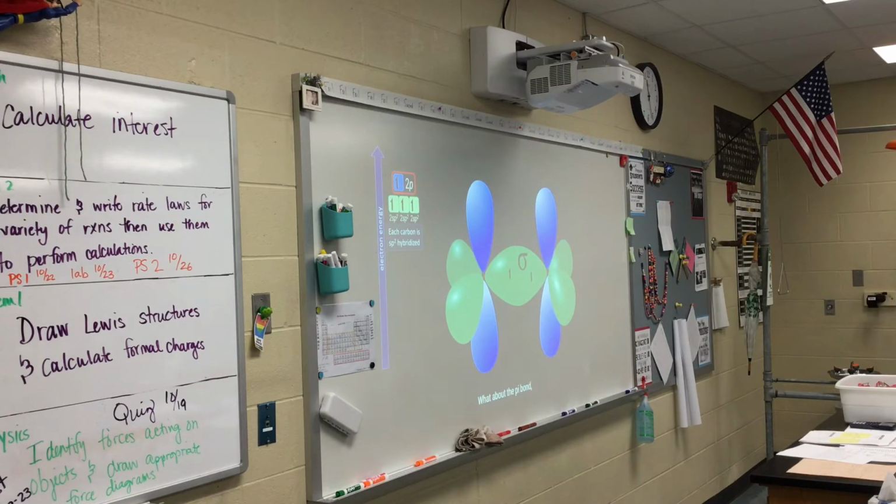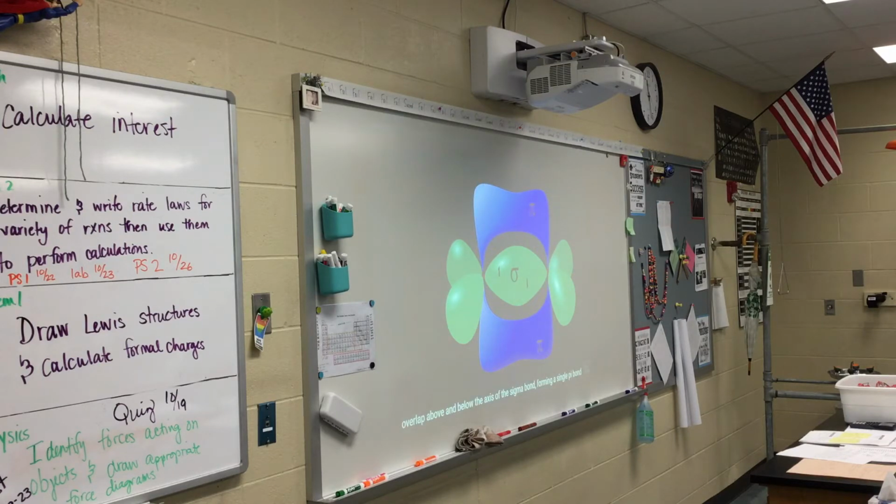What about the pi bond, the second bond of the double bond? Previously we said that it comes from the unhybridized p orbitals, which we see here from both carbon atoms. The top and bottom lobes of the 2p orbitals overlap above and below the axis of the sigma bond, forming a single pi bond, the space in which the now paired electrons move around. The ball and stick model shows this double bond with 2 dashes.